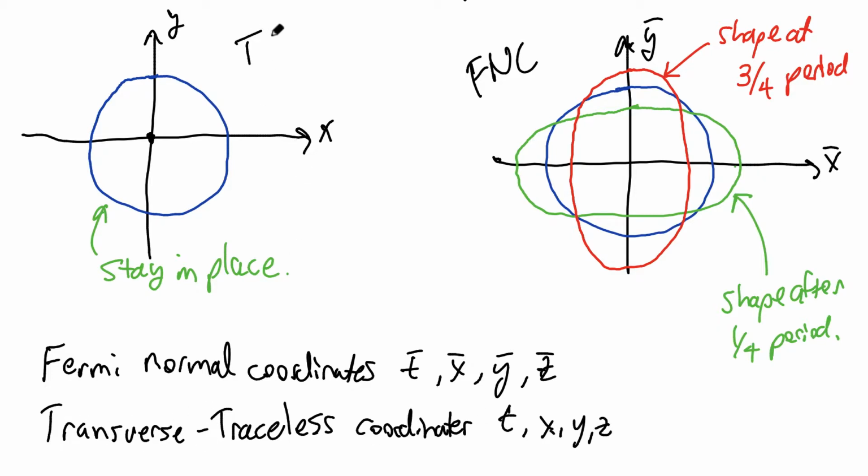So this is the picture of the effect of the gravitational wave on a ring of test particles in the TT coordinate system. And this is the picture in the Fermi normal coordinate system. The obvious advantage of the Fermi normal coordinate system is that it shows us very clearly the physical effects of the gravitational wave. But the advantage of the TT coordinates is that the metric in these coordinates has an especially simple form.